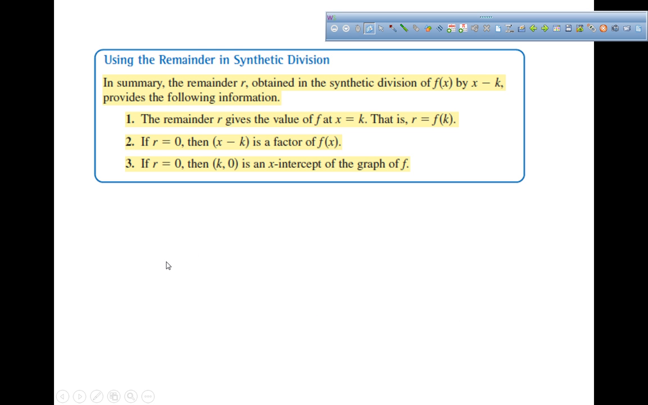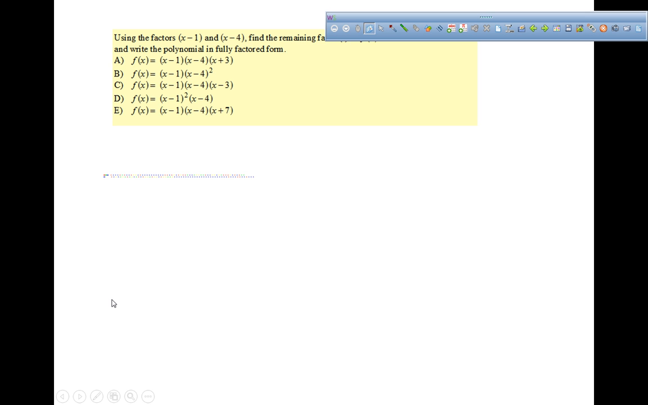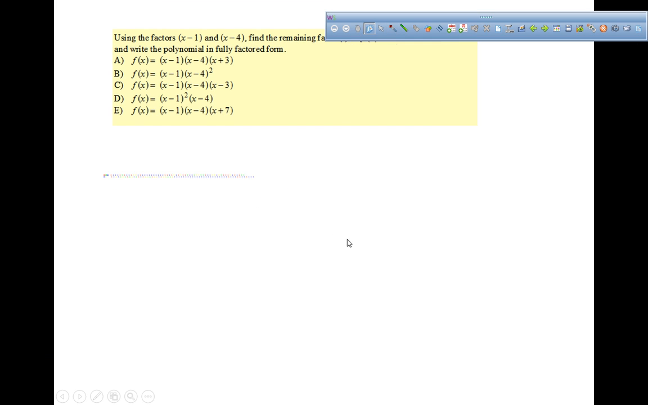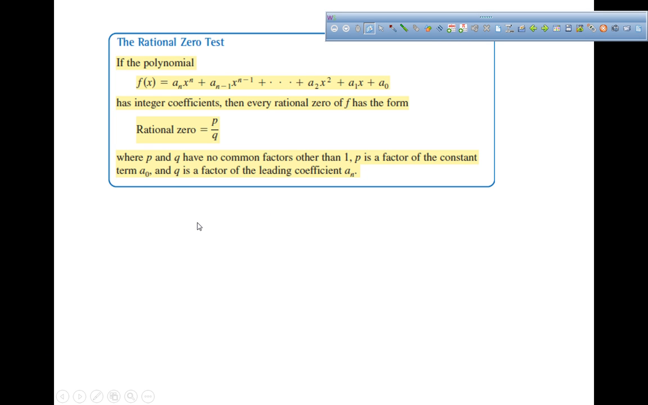We already talked about this, so I'm not going to talk about that. We already did ones like this. See these little dots? That means that there was a question built in that you were supposed to answer, but we're not doing that, okay? This is it, the rational zero test.